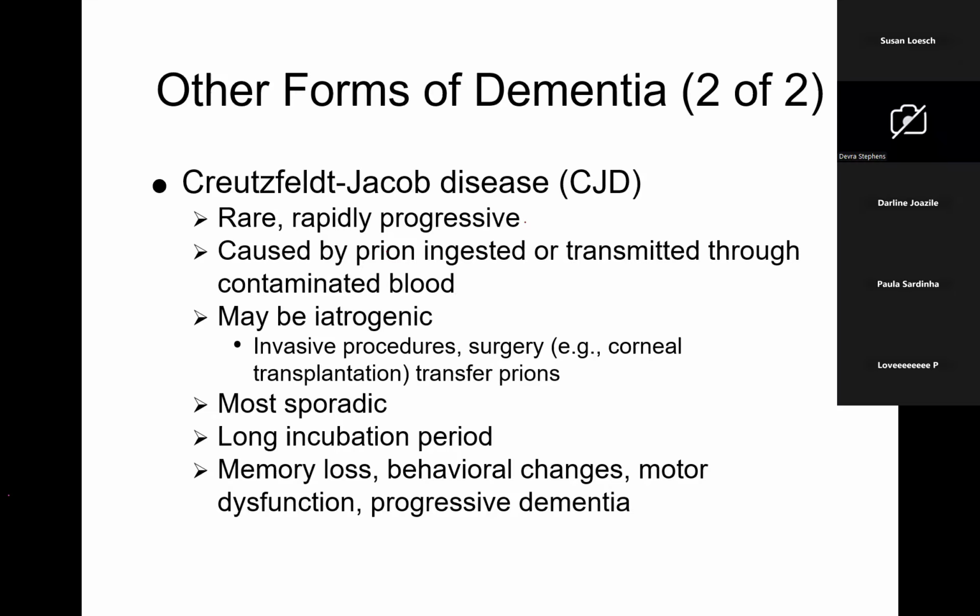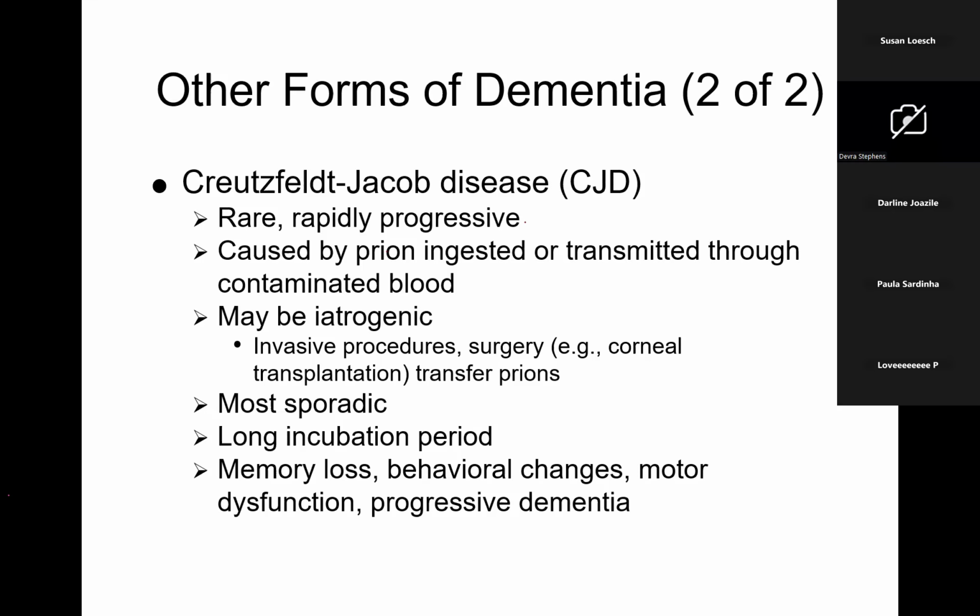This has a long incubation period after it's introduced to the brain, and then more abnormal prions would be produced, and then there's a rapid destruction of neurons, and then these plaques and vacuoles start to form, and the neurons will have spongiform encephalopathy. These clients are going to have memory loss, behavioral changes, motor dysfunction, and progressive dementia.